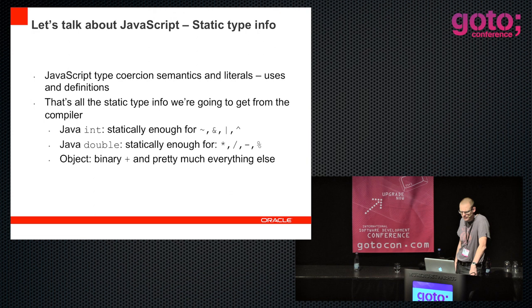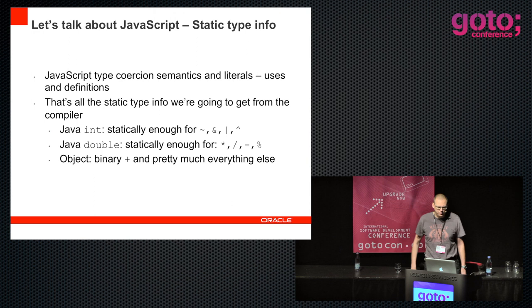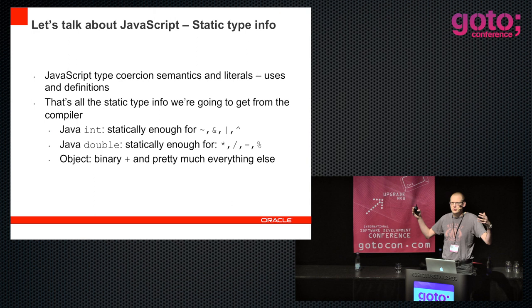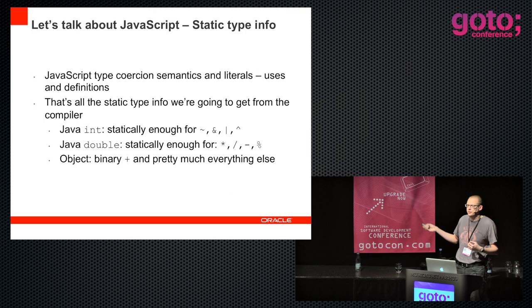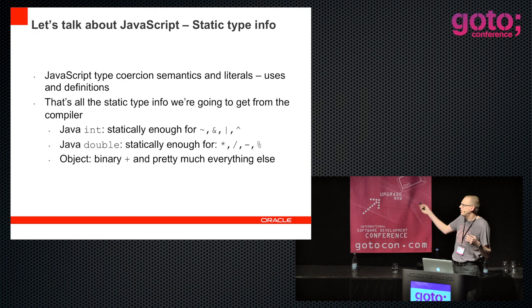You can still infer some static types by looking at JavaScript. If you have bitwise operations like not, bitwise and, or, and XOR, the JavaScript specification tells you that whatever you put in as operands must be coerced to ints before you run the operation. So there you have some static information. Even if you don't know what the operands are, you still know that before the operation takes place, they have to be turned into ints.